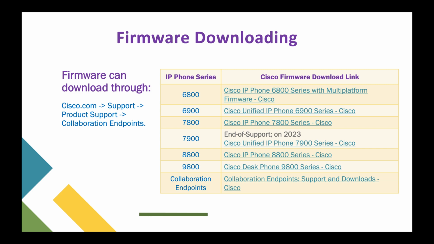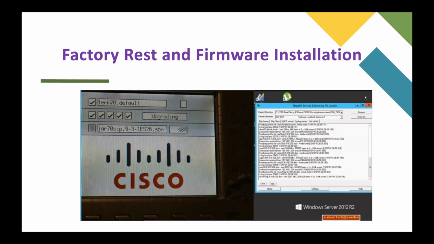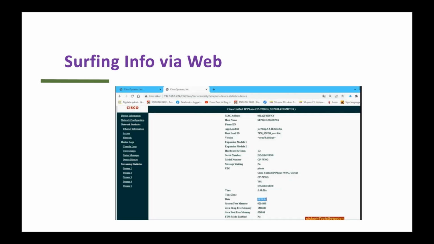The upper picture shows how the cable connection should be in normal operation, and the picture at left below shows how the cable connection should be for the firmware update. You will notice that the phone itself starts to copy firmware files from the TFTP server and install itself into the flash memory. After the installation process is done, you can access the information through the web using the phone IP address.